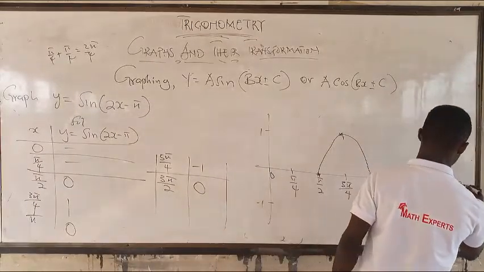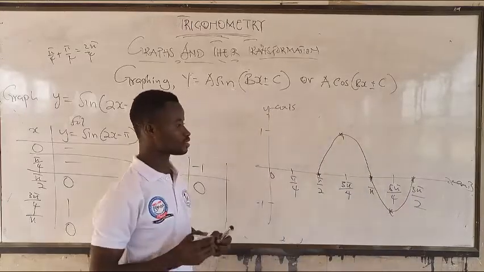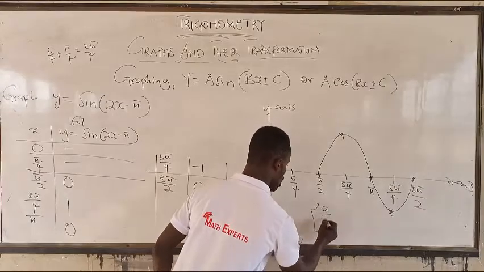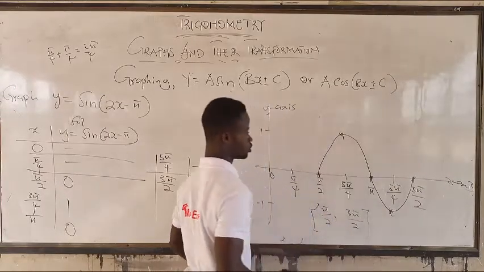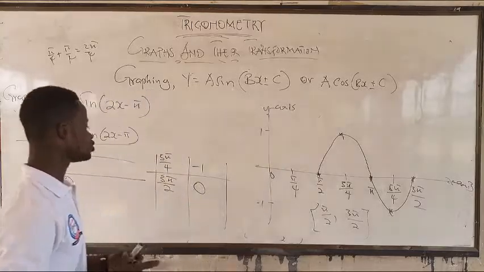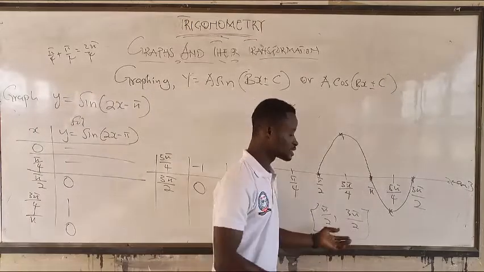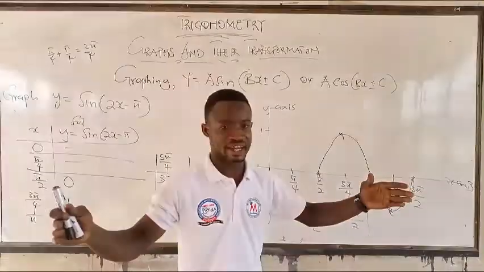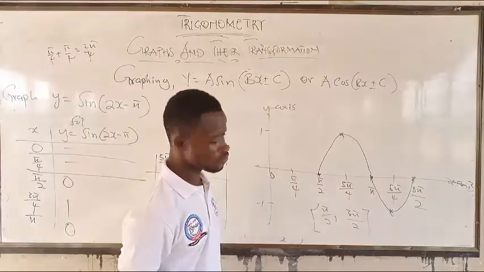So we have the x axis and we have the y axis. That is the period from pi on 2 to 3 pi on 2, and when you subtract these, it gives you the period, and that is pi. I hope it's clear now. Very good. Thank you for your understanding.